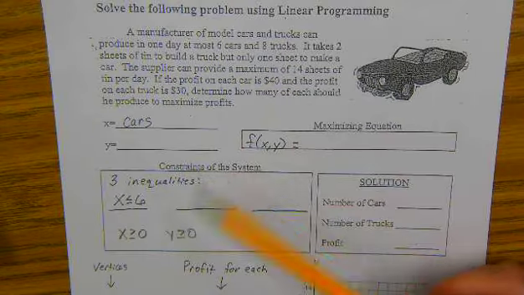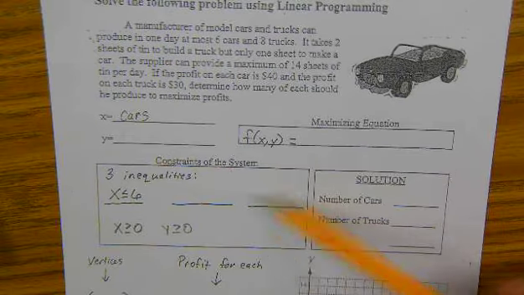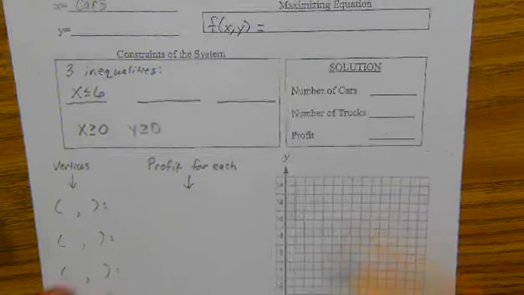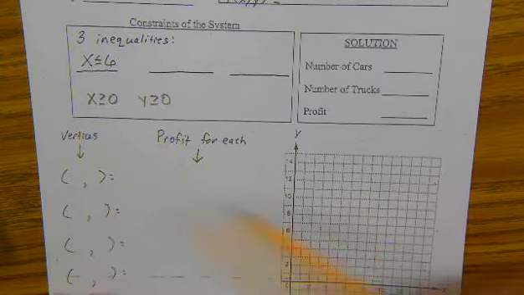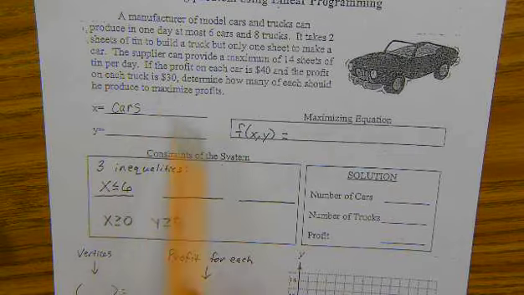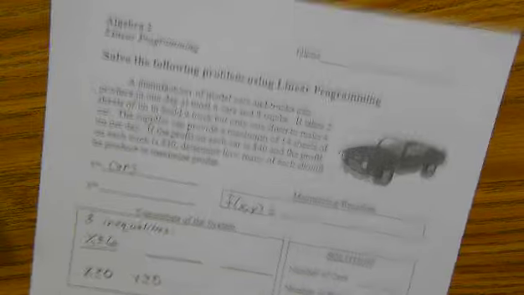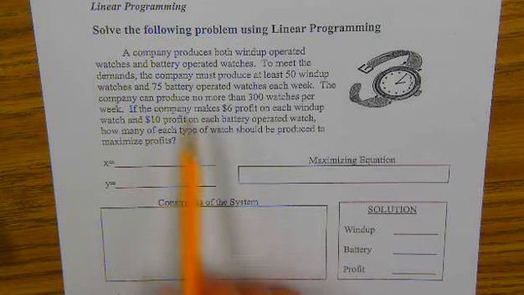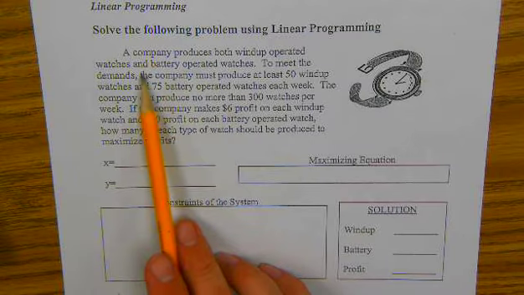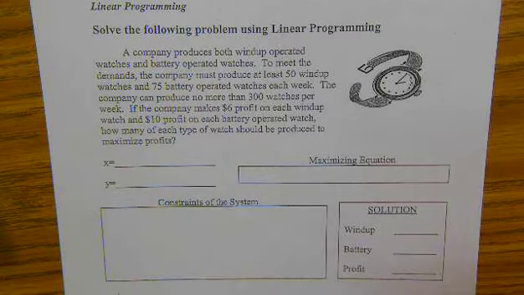So you'll read the story, put your other two inequalities, graph all of them, see where your vertices are, and plug it into your maximizing equation, which you'll be able to know because they tell you the profit for cars and the profit for trucks. So I'm not going to explain too much right now because you'll just need to read the problem yourself. I'll just tell you the back is another problem where I don't give you as much, but it is talking about battery and wind-up operated watches. All right, so go ahead, give those a try.